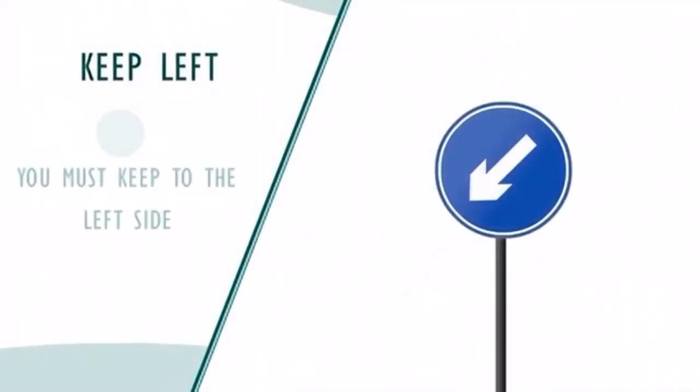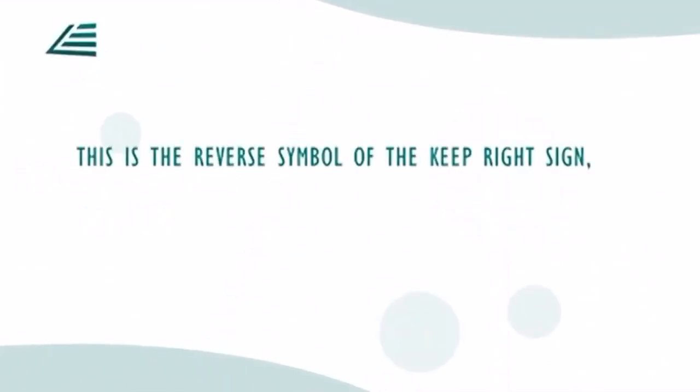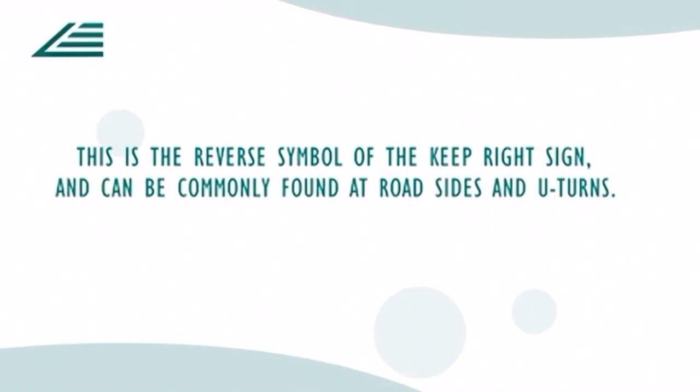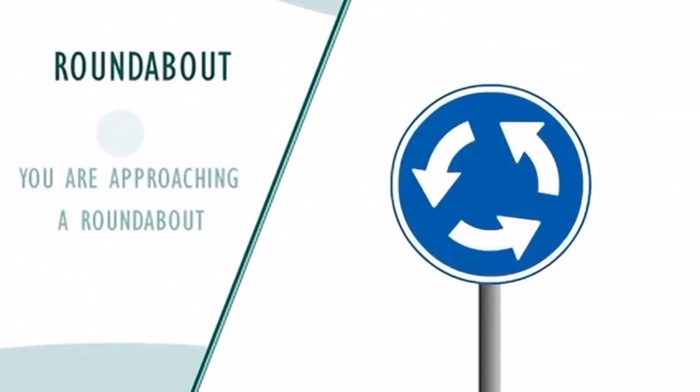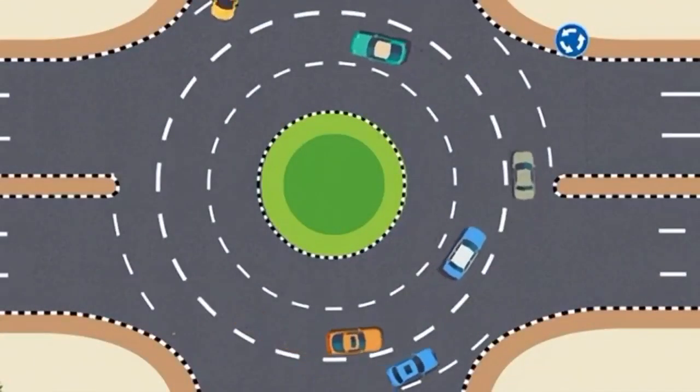This sign indicates that the motorists must position or keep their vehicle to the left side. This is the reverse symbol of the keep right sign and can be commonly found at roadsides and U-turns. This sign indicates a circular intersection, commonly known as a roundabout. You will find this sign close to roundabouts.